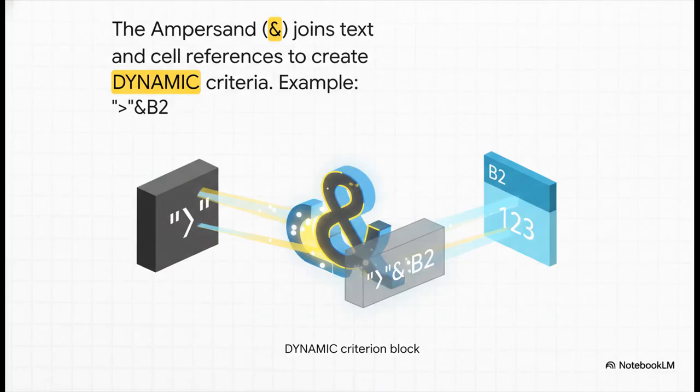Now, here's a little trick that makes this tool way more powerful. Meet the Scribe, the ampersand symbol. Instead of typing a rule like greater than 100, you can use the ampersand to join an operator, like the greater than sign, with a cell reference. So greater than and B2 tells your accountant, hey, sum up the values that are greater than whatever number happens to be in cell B2 right now. This one simple trick can turn a static report into a flexible, interactive dashboard. It's a huge upgrade for any data detective.